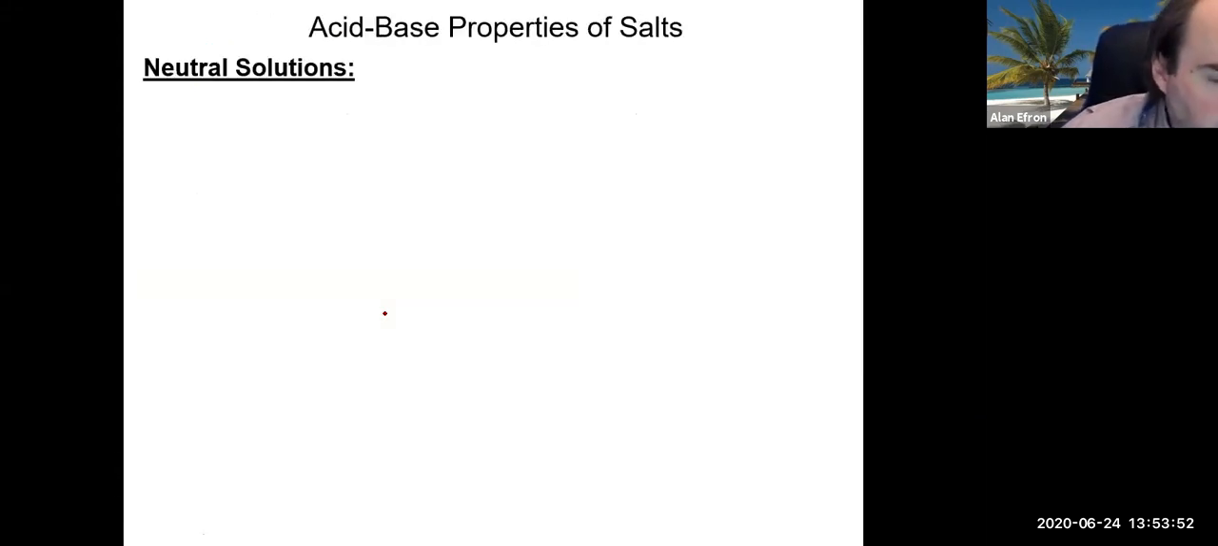So the next thing we're going to talk about here are salts and reactions of salts. Hopefully you remember that when you take an acid and a base and react them, you basically produce two things: water plus a salt. And a salt is really just an ionic compound, a positive and negative ion together.